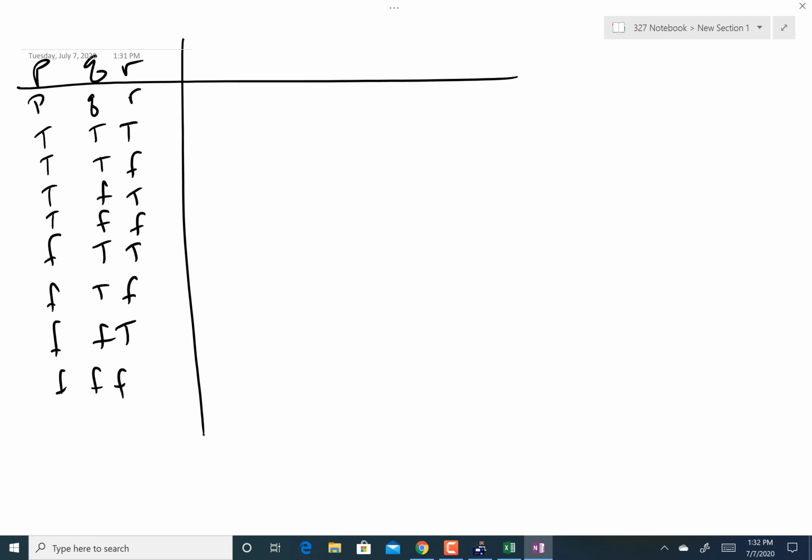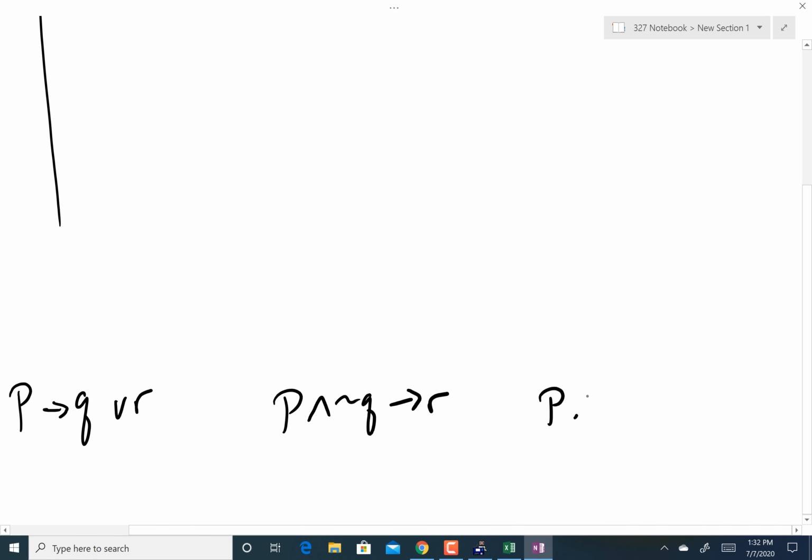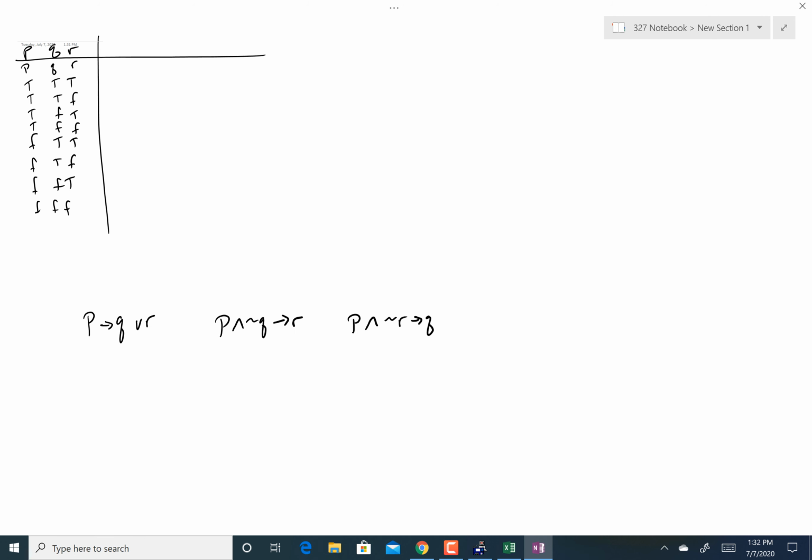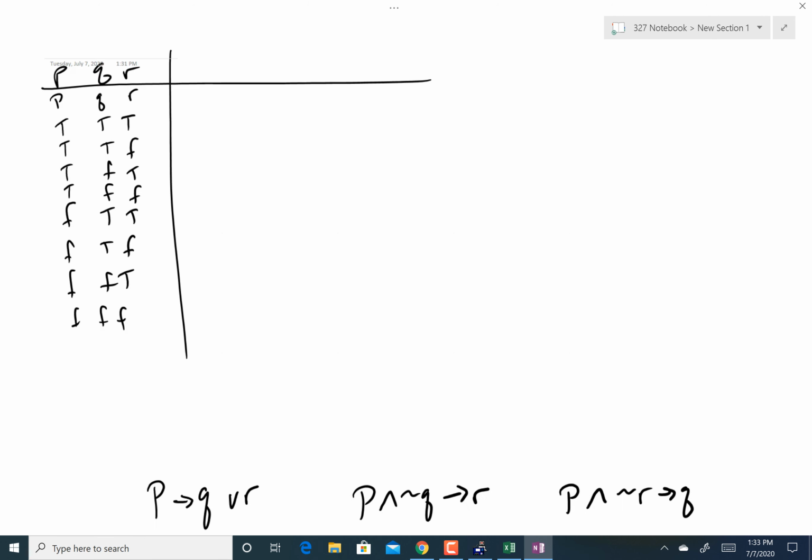We want to do P, then Q, or R. Okay, we want to do P and not Q, then R. And we want to do P and not R, Q. Sweet. All right, let's try it, shall we? Okay, so looks like I need a not Q and a not R column, so I'm going to go ahead and do those real quick.